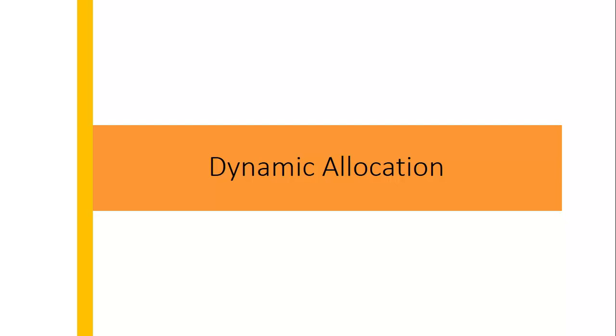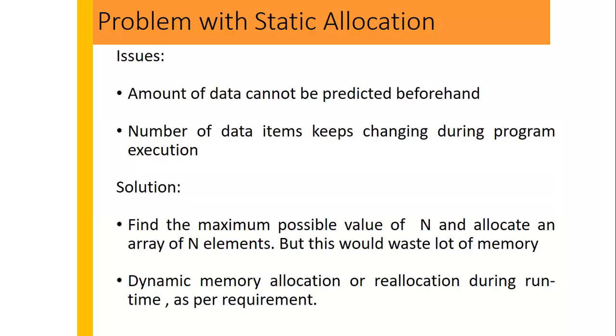The second method of allocating memory is called dynamic memory allocation. The problem with static memory allocation is that the amount of data cannot be predicted beforehand. Suppose I cannot predict what number the user is going to input. So I cannot be sure, while finding the factorial of a number, what data type the variable should be, right? Or whenever we are declaring an array, I cannot be sure about the number of inputs the user wants to give me during execution.